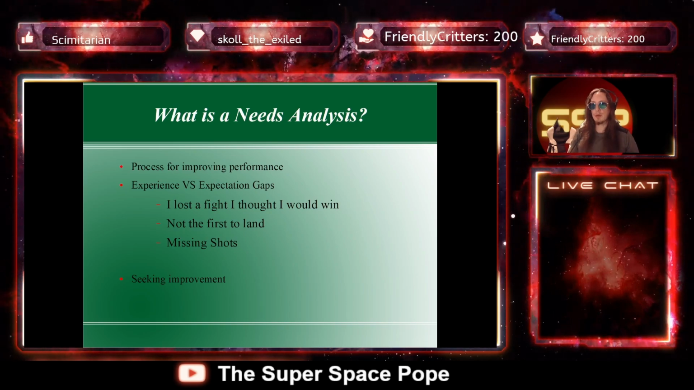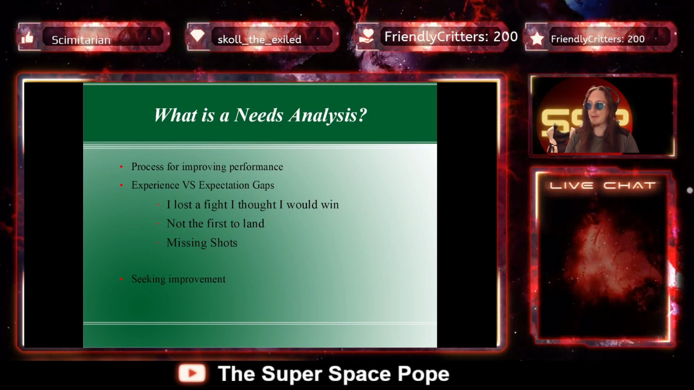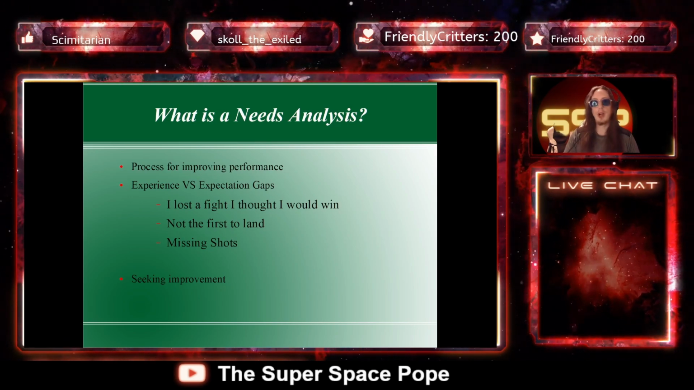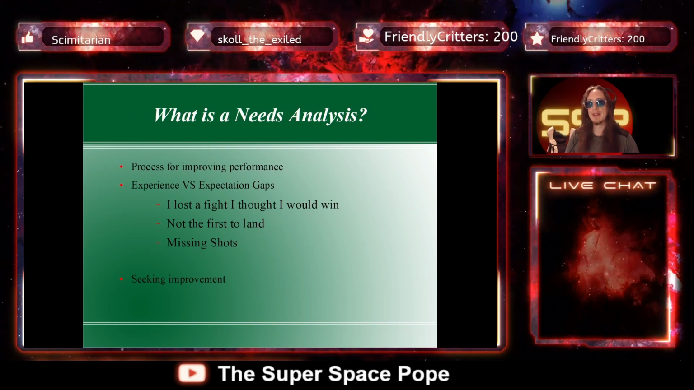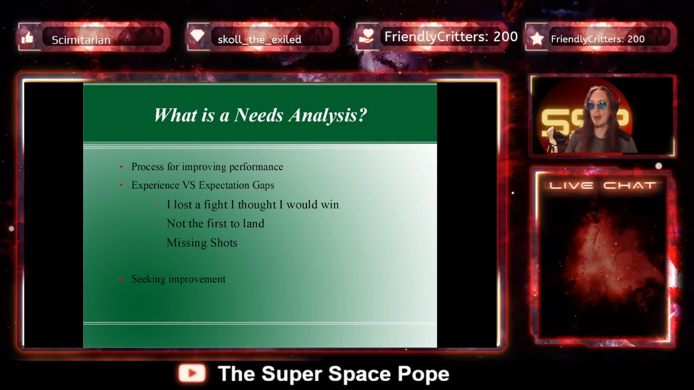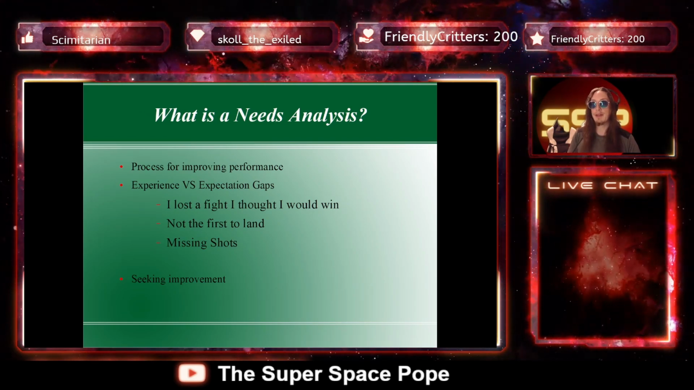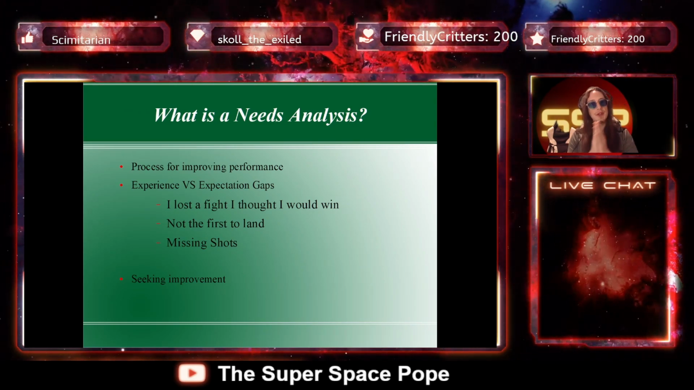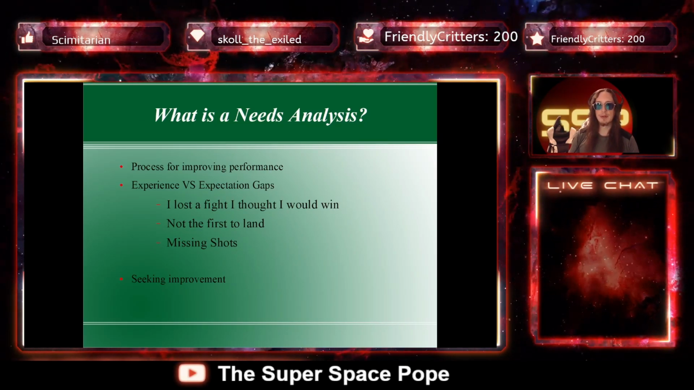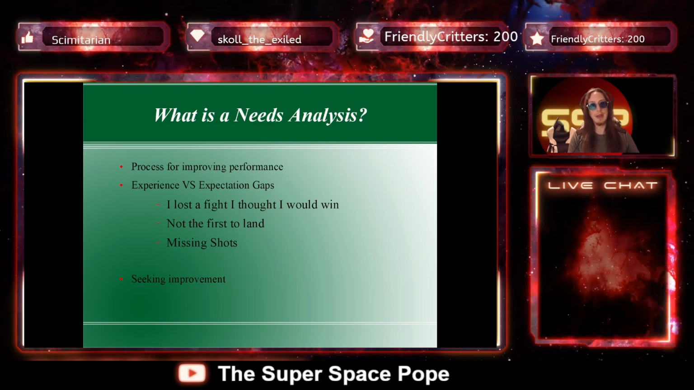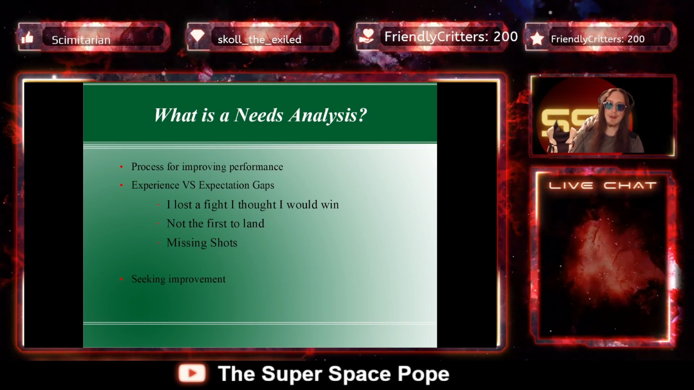And before we really get into what to do and all the fun steps, we do have to understand who would want to or need to perform a needs analysis and where this process fits into your life and programs, right? As we mentioned before, it's a process for improving performance, and we normally find that if we have an experience that doesn't match our expectations, we call that an experience versus expectation gap. And in those gaps, we find the opportunity to improve so that we can get our experience to match our expectations. So, for example, here, you lost a fight, or I lost a fight.